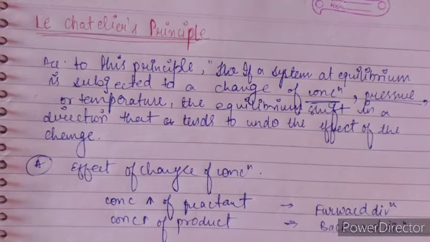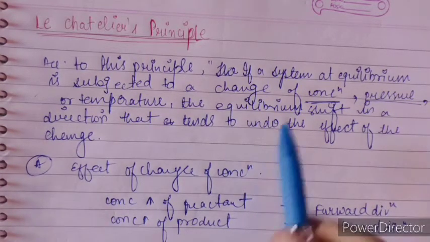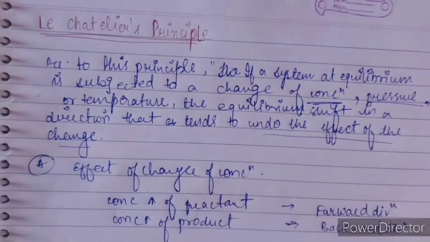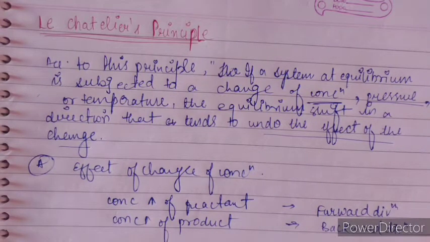Now today we are starting Le Chatelier's principle. According to this principle, if a system at equilibrium is subjected to change of concentration, pressure or temperature, the equilibrium shifts in a direction that tends to undo the effect of the change. So it means the reaction should have the quality of reversing or undoing the effect of the following changes.